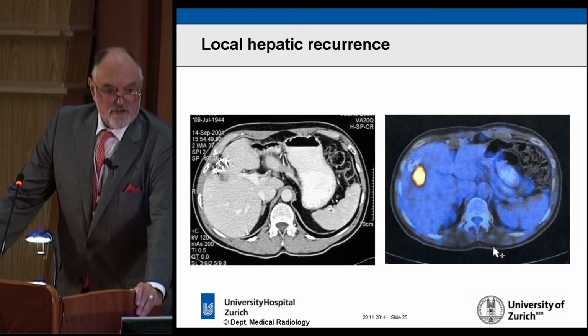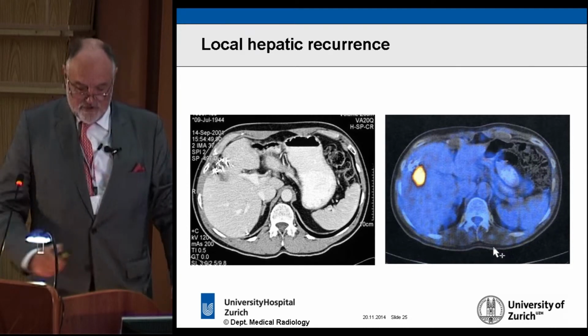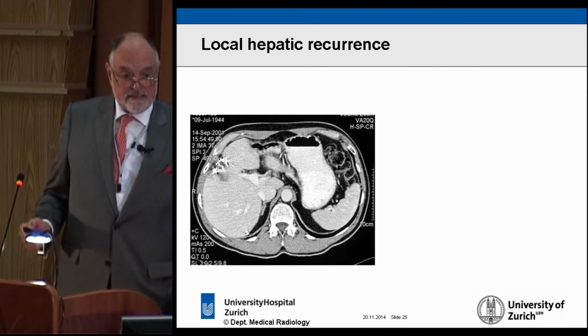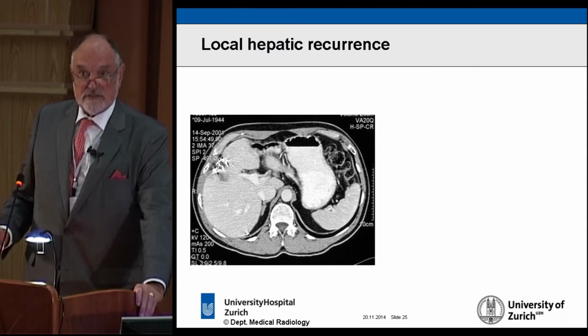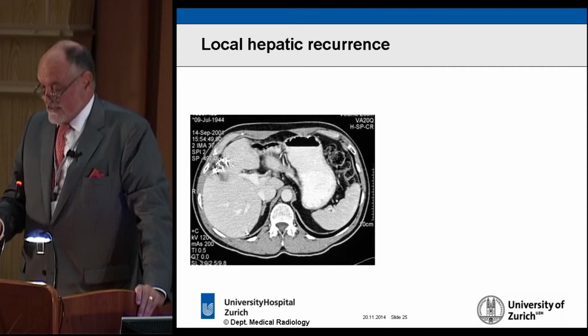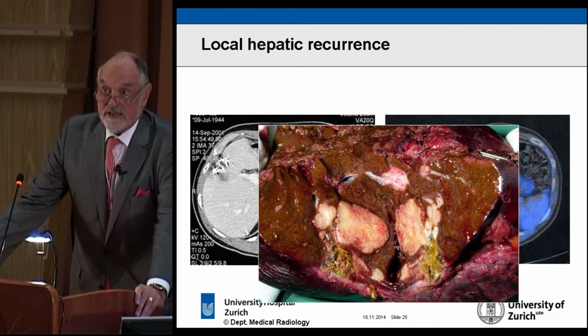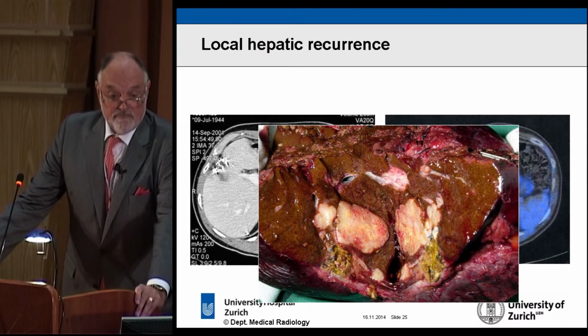So here we have a patient with a local hepatic recurrence. You can see the lesion. You can see the site of surgery here. And obviously, this patient has a recurrent tumor, as indicated by focal and very strong uptake of FDG. Here is the surgical finding.